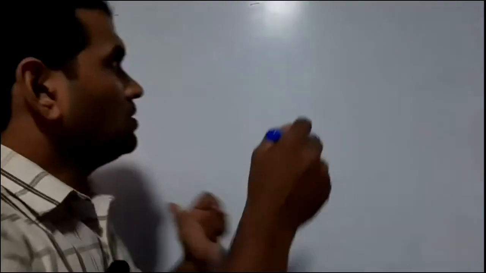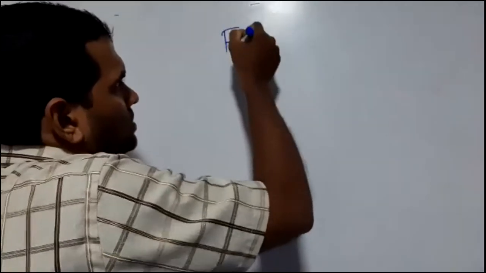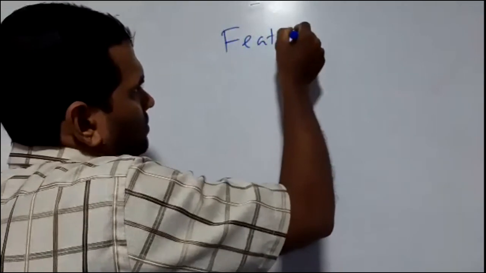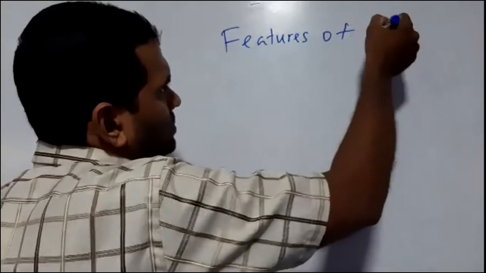So how to identify whether it is good information or not? You need to take some parameters, some factors. So we have to discuss the features, the characteristics of a good information. We don't have enough time, but let me take one or two characteristics first, right? The first characteristic, the heading is features of a good information.